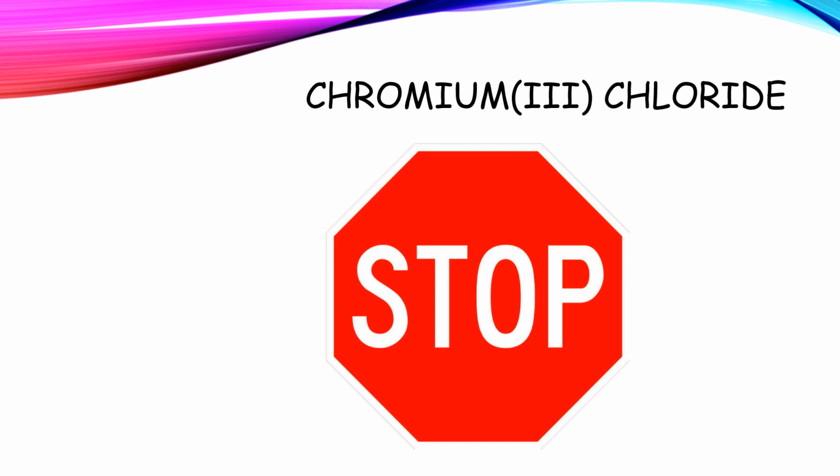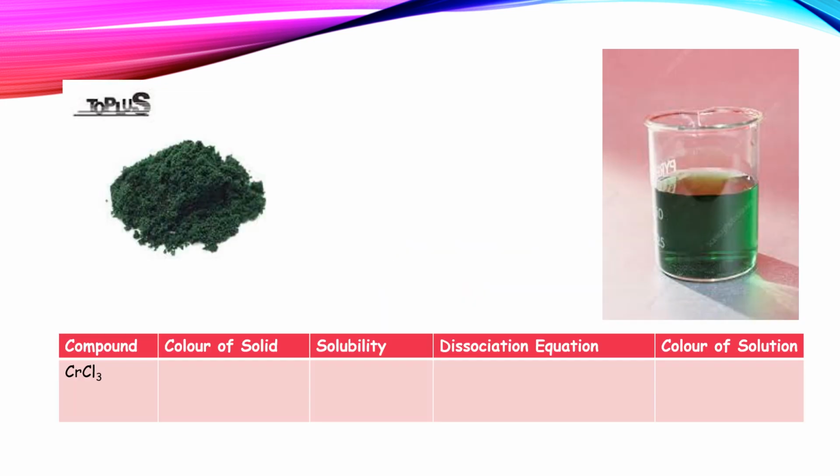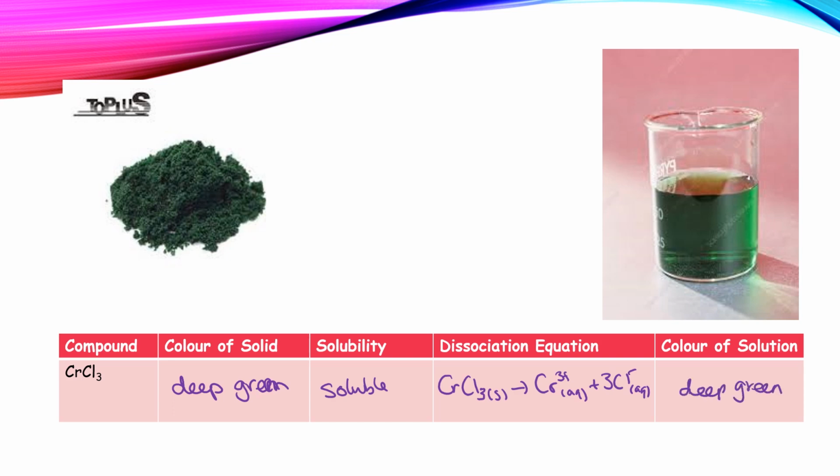Next example you're going to try is chromium 3 chloride. Stop the video and have a go. You can see here it is a deep green solid. It is soluble in water, so it dissociates to give you chromium 3 ions plus 3 chloride ions, and it gives you a deep green solution.